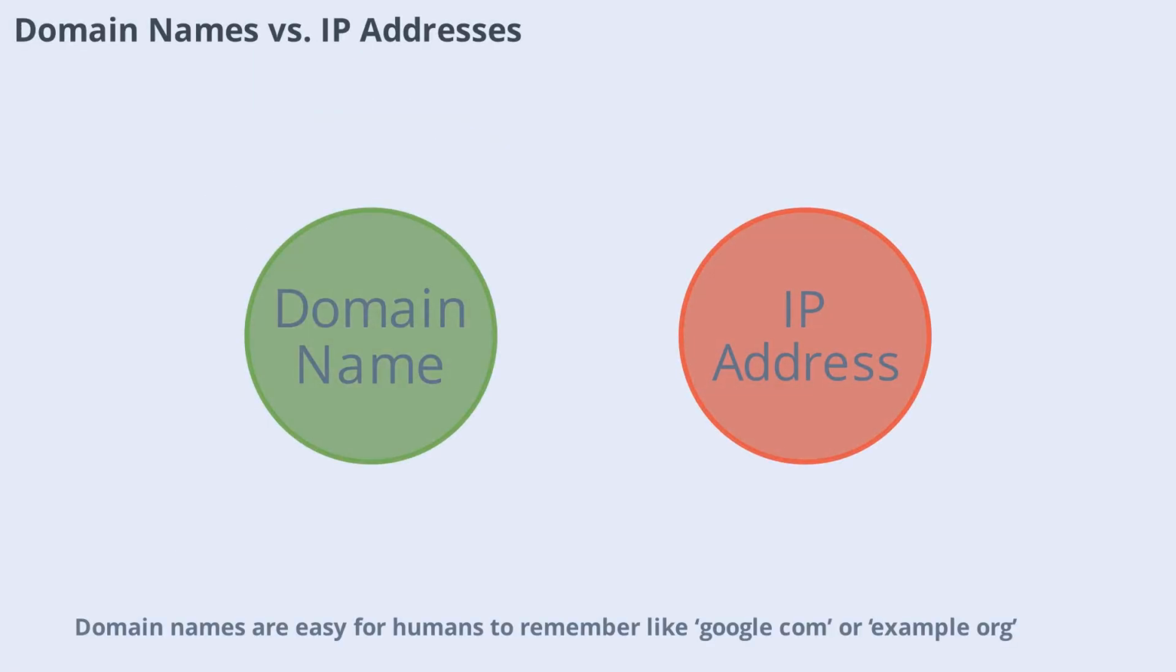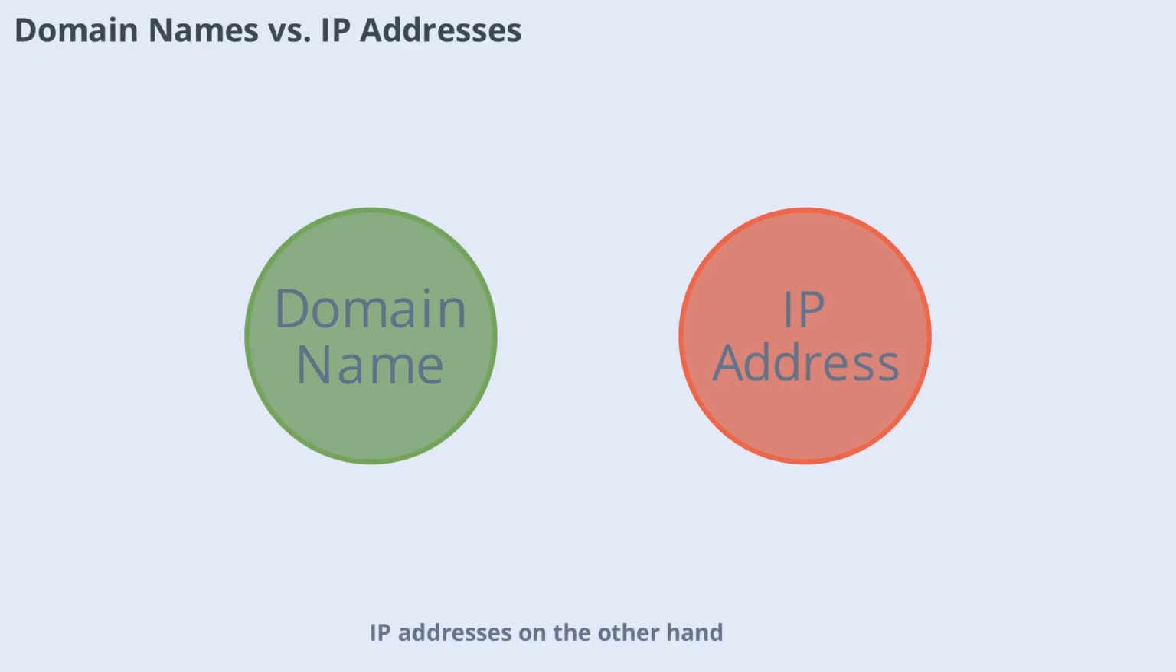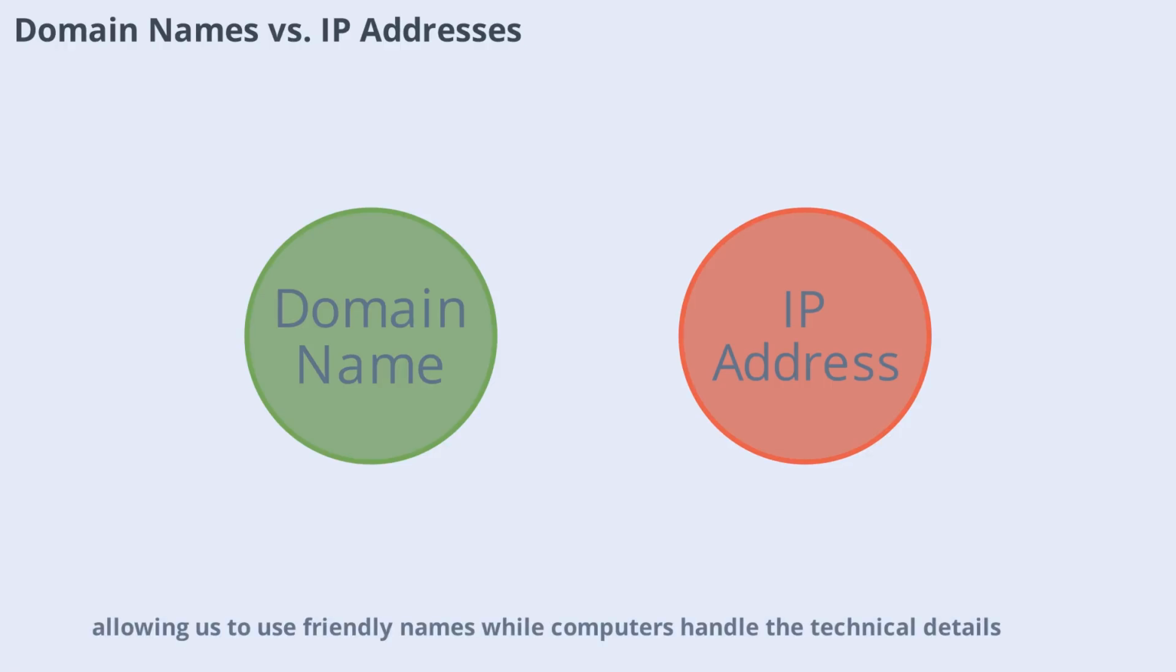Domain names are easy for humans to remember, like google.com or example.org. IP addresses, on the other hand, are strings of numbers that computers use to identify each other. DNS bridges the gap between these two, allowing us to use friendly names while computers handle the technical details. This system keeps the internet accessible for everyone.